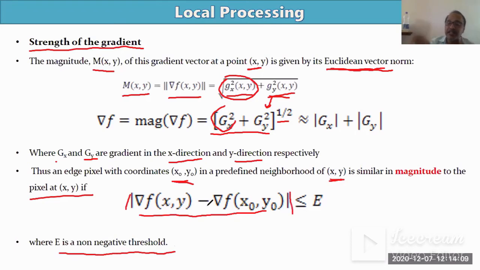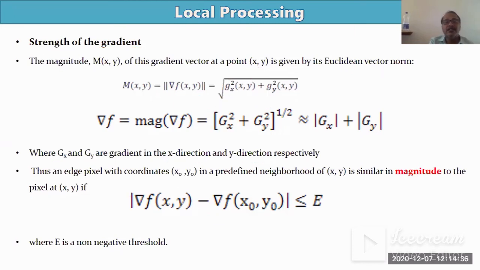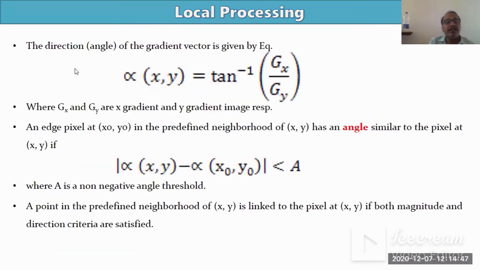So we can take the difference between two pixels. If the difference between two pixels is less than some predefined criteria, that is the predefined threshold value E, then they are linkable pixels. So the distance between these two pixels is less than or equal to E. According to this formula, we can say that the strength of the vectors is similar. This is the first criteria.